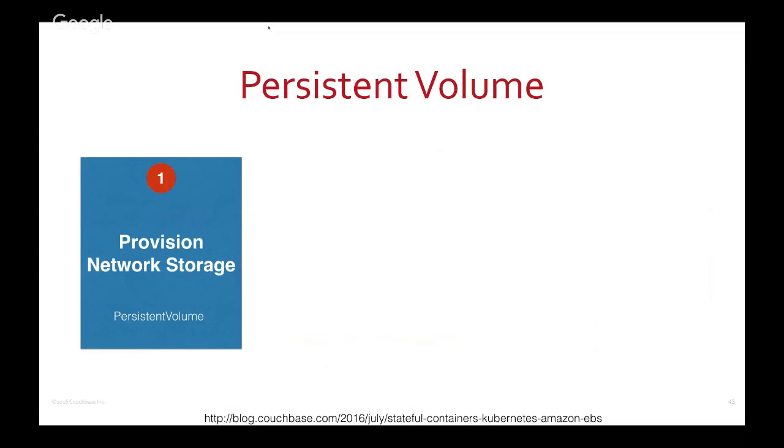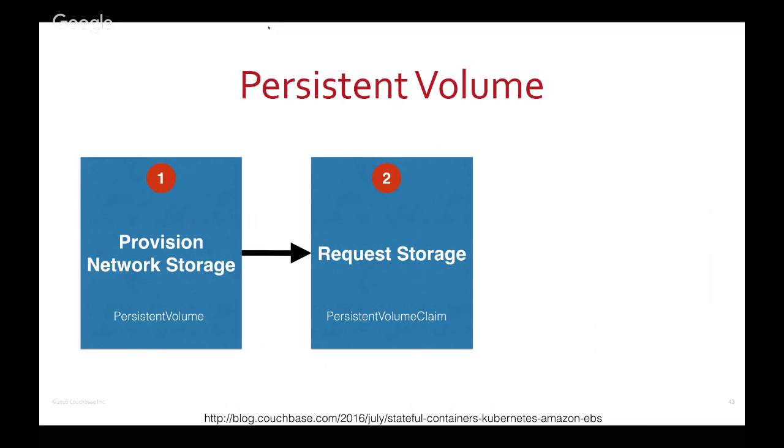So there are, well, that concept in Kubernetes is called persistent volumes. And the way this works is, well, you first provision a network storage. Network storage could be EBS, persistent disk, whatever, all sorts of different providers are there. Then you request a storage. Okay, the provisioned network storage is on EBS.